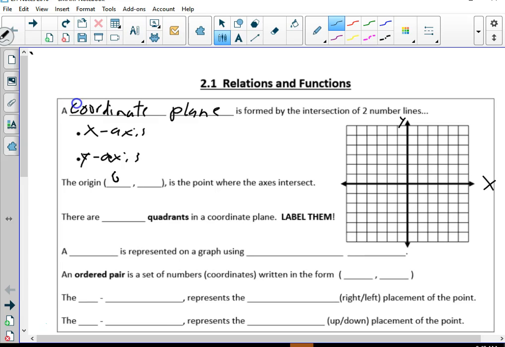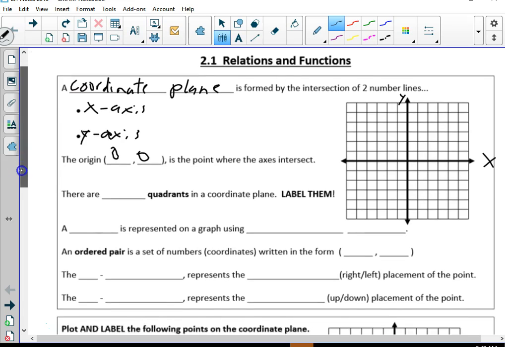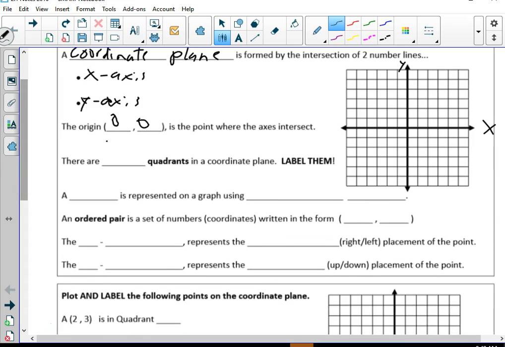Okay, the origin, 0, 0, is the point where the axes intersect. There are 4 quadrants. We're going to label them. That's the first quadrant right there. We use a Roman numeral. Roman numeral 1.